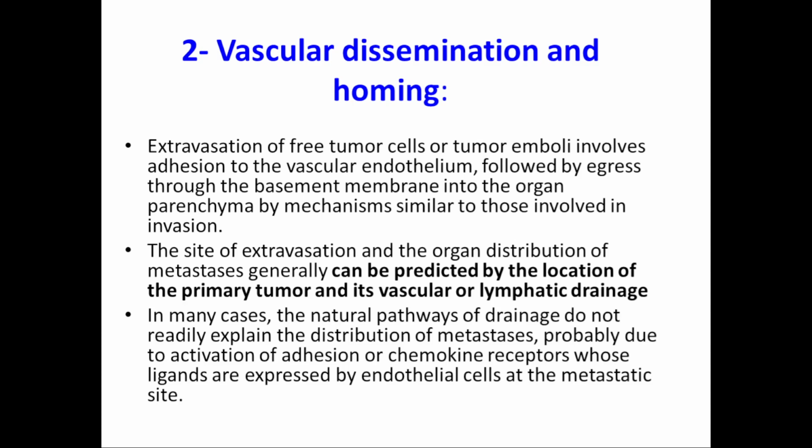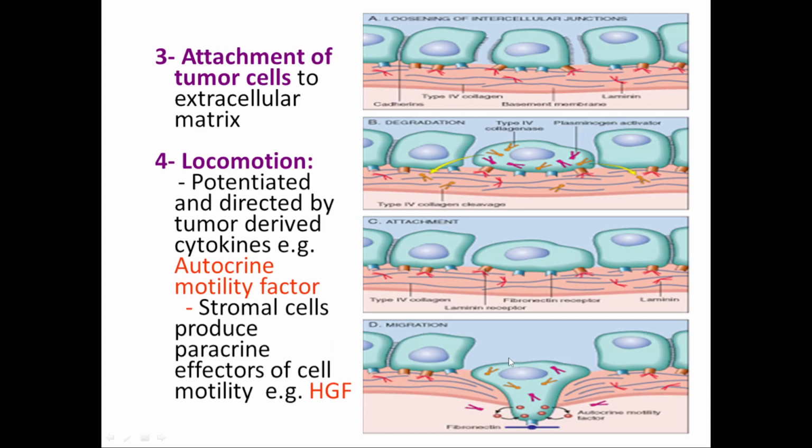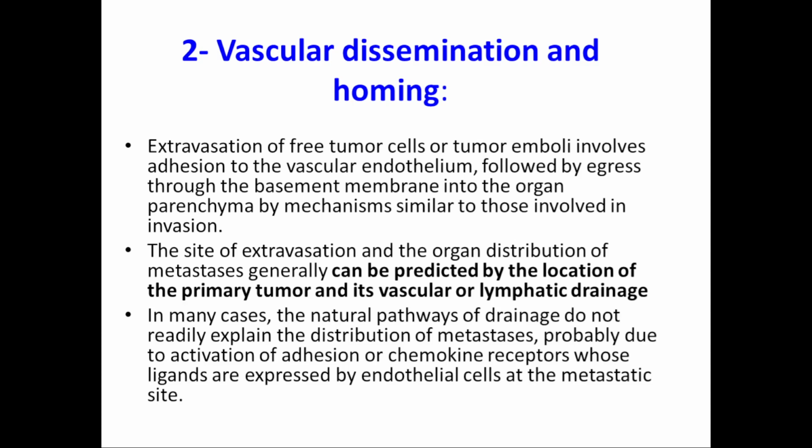So extravasation of new tumor cells or tumor emboli involves adhesion to the vascular endothelium. If you remember, we talked about extravasation: first it does adhesion to the area, and it starts generating its new blood supply and new proliferation.